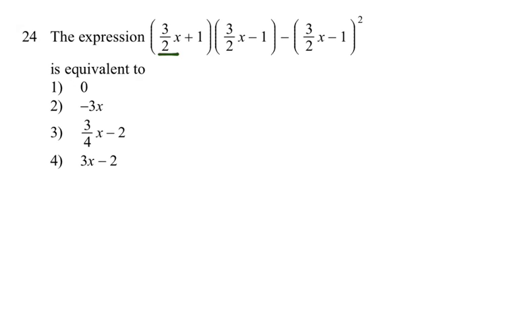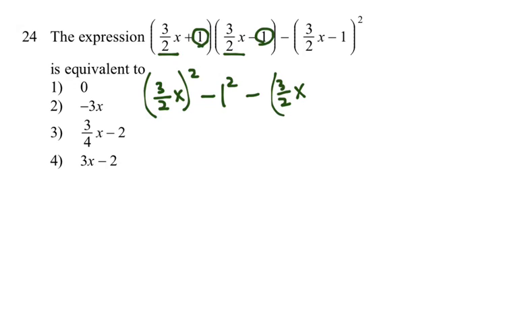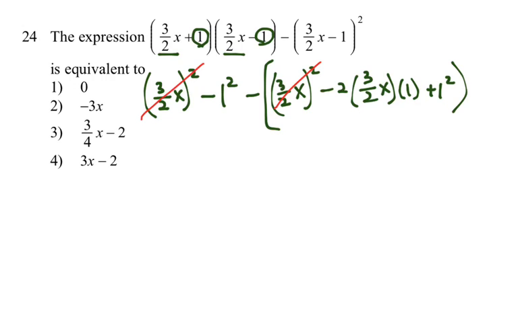Number 24. As you can see from the first two multiplications, the values are the same except the sign in the middle. That means this is the difference of squares. So we get the first term squared minus the second term squared. Now, if you have to square the last perfect square, we end up getting (3 over 2x) squared minus 2 times negative 3 over 2x times 1, and this portion becomes the expansion of this one.